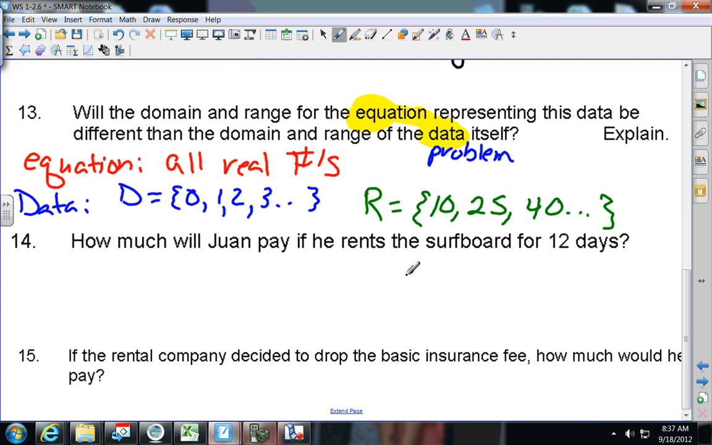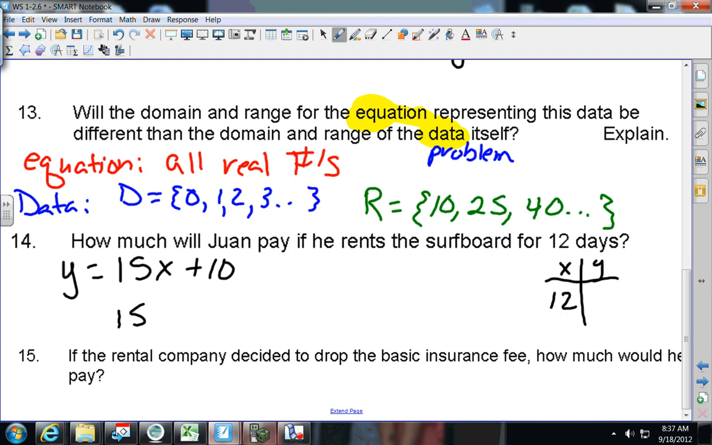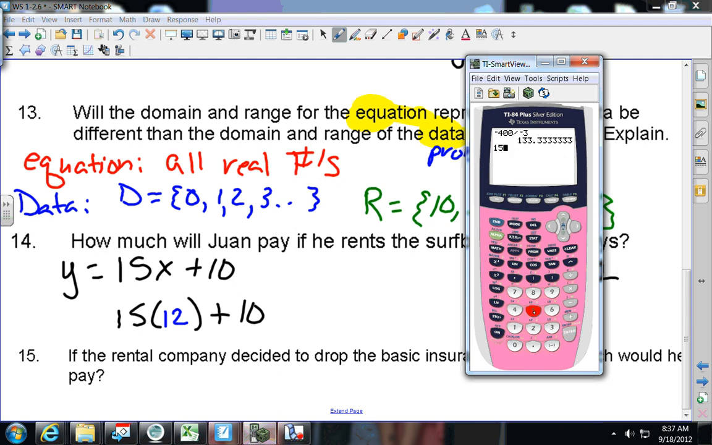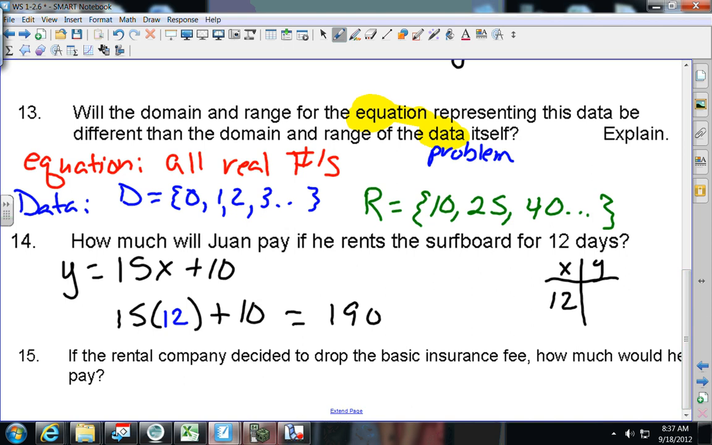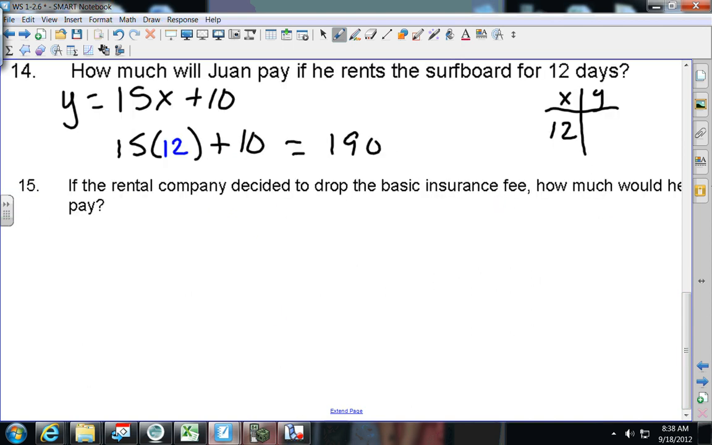Then it says, how much would Juan pay if he rents the board for 12 days? So I have y equals 15x plus 10. One way you could go in the calculator and put it into y1 and look and see where x is 12. Or you can go 15 times 12 plus 10, which gives me 190. Now, if they dropped off the basic insurance fee, how much would he pay? The basic insurance fee is $10. So if I took 190 minus 10, it would only be $180.